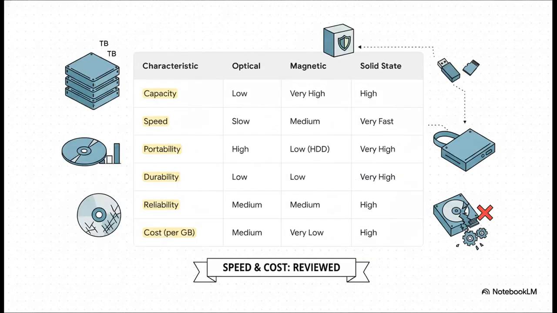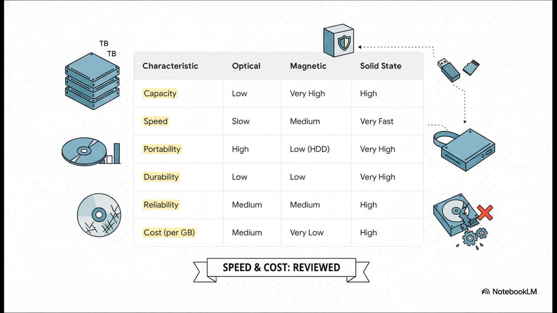And here it is. This is the hero slide for your revision. Seriously, burn this table into your brain. Let's do a quick run through. For capacity, magnetic is the undisputed king. You can get massive HDDs. Optical is pretty low. For portability, solid state is the clear winner.